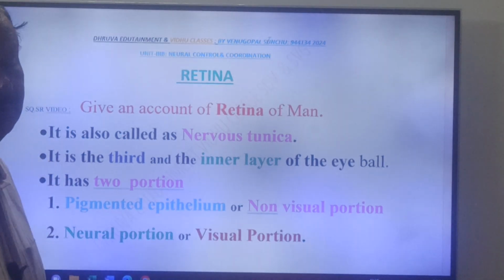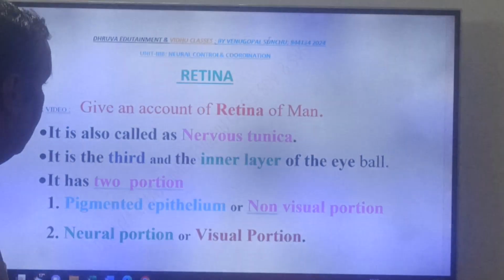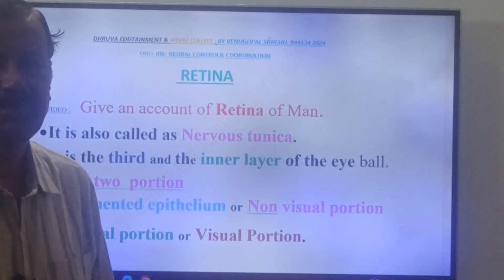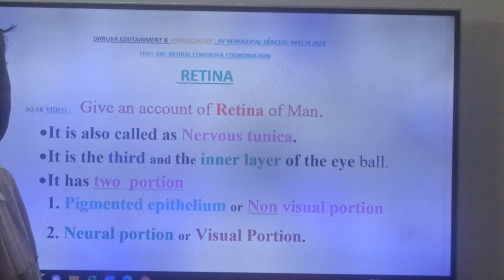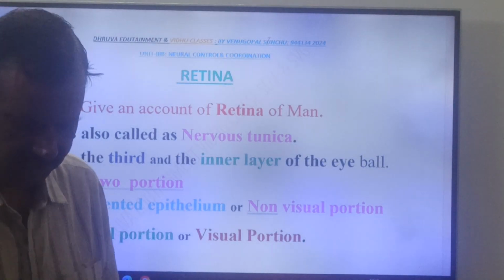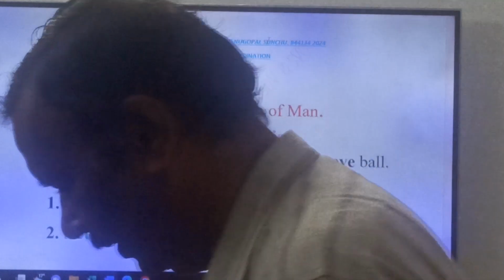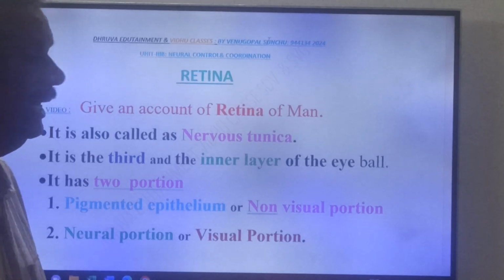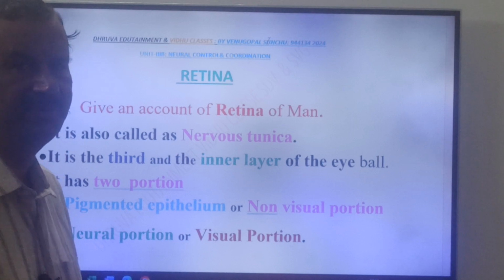Friends, this question is related to the eye, photoreceptors. You know, friends, the eye has two parts, accessory parts and eyeball. Eyeball has three layers. What are they? Sclera, choroid and retina. Sclera is called the fibrous coat. Choroid is called the vascular coat. Retina is called the nervous tunica. Friends, tunica, coat, layer, these all are synonyms.